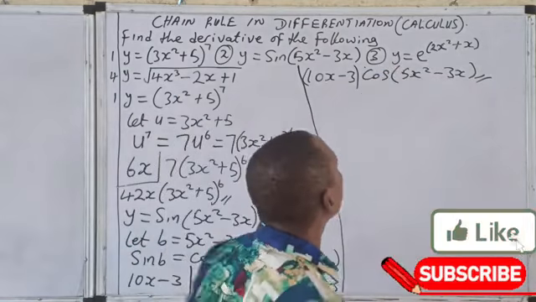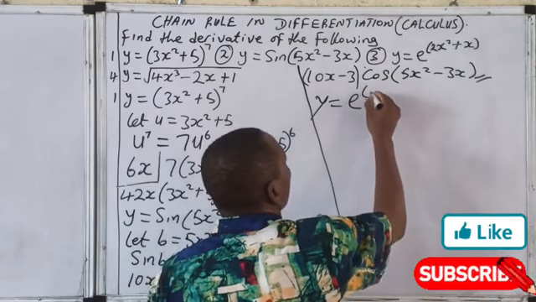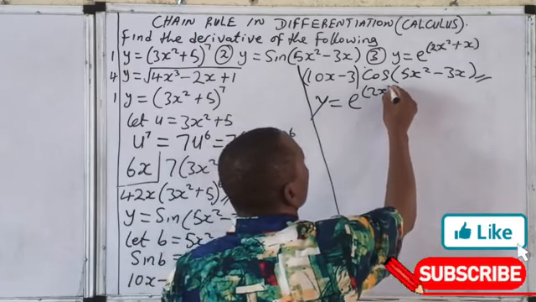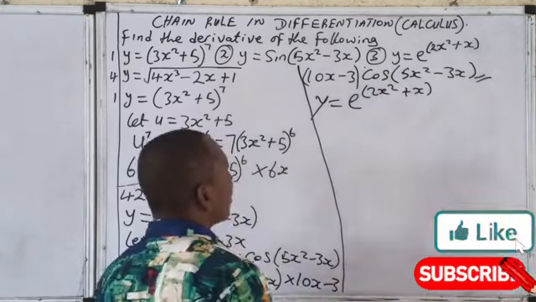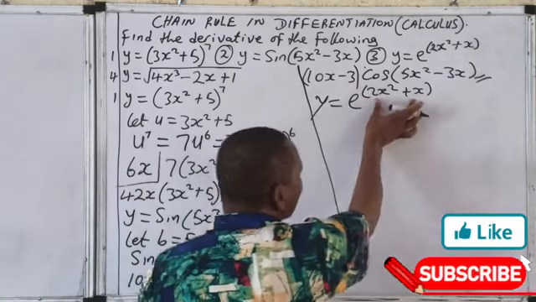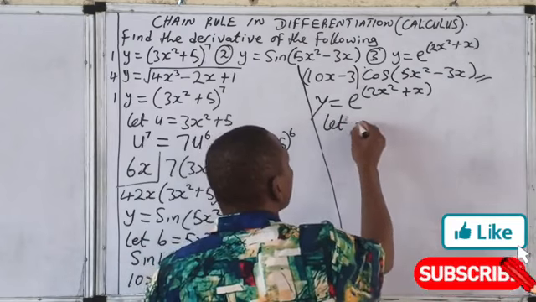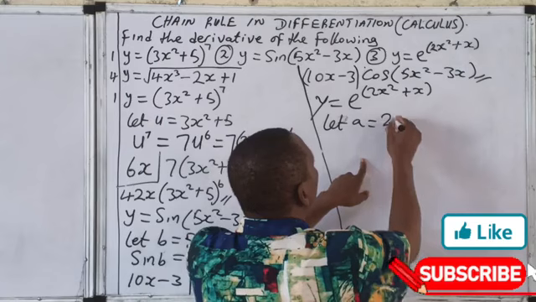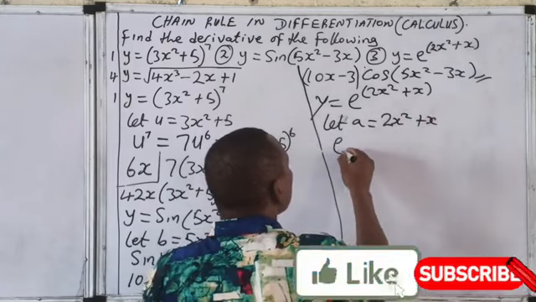So let's differentiate this. All right. y is equal to exponential bracket 2x squared plus x. Now, how do you differentiate this? This one actually involves exponential. So let's equate this. Let a be equal to 2x squared plus x. So we now have exponential a.